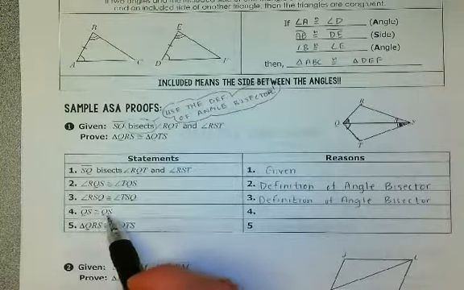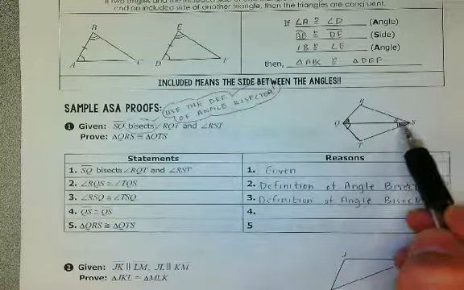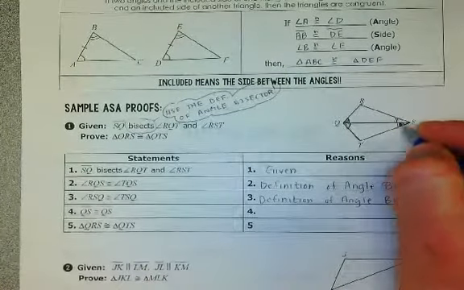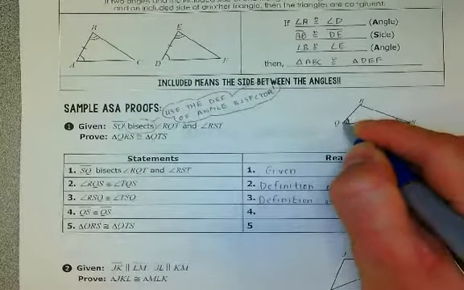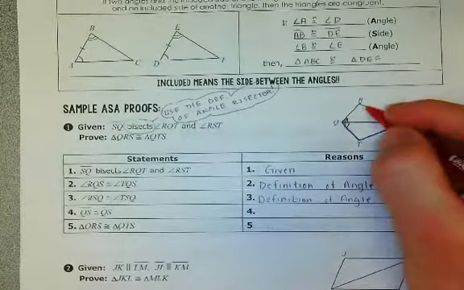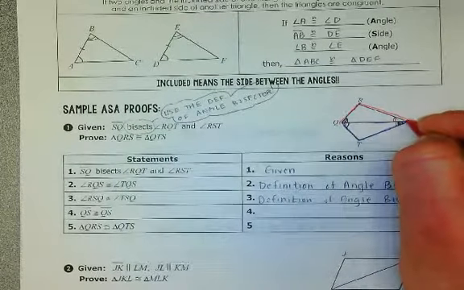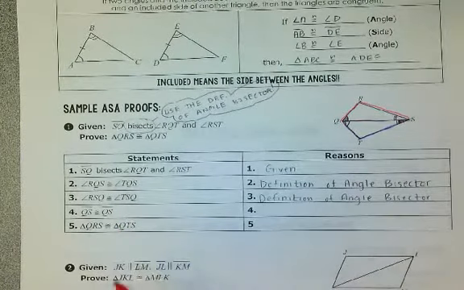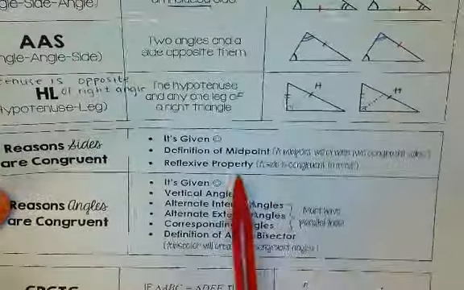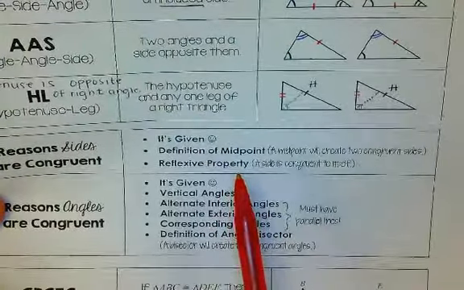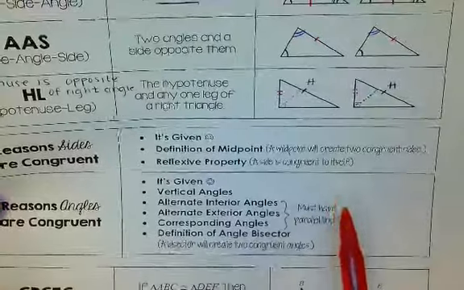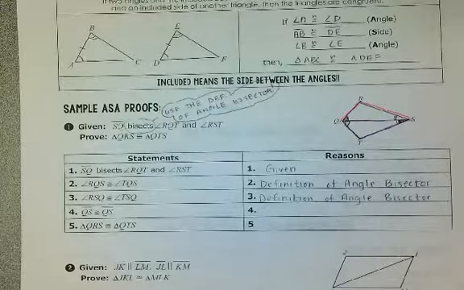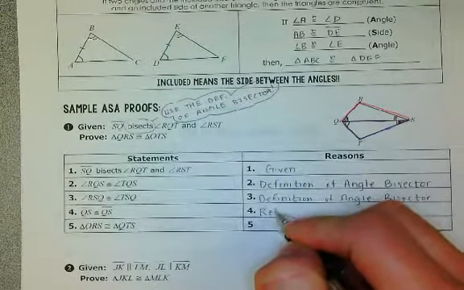Moving on. QS is congruent to QS. So where's QS? QS is a side. It's right here. Notice that both of the triangles share it. So in blue, I'm going to do the triangle on the bottom. In red, I'm going to do the triangle on the top. Both the bottom and the top share side QS. And we can say that QS is congruent to QS because of the reflexive property. Remember, reflexive property says that a side is congruent to itself. So here, we have reflexive property.